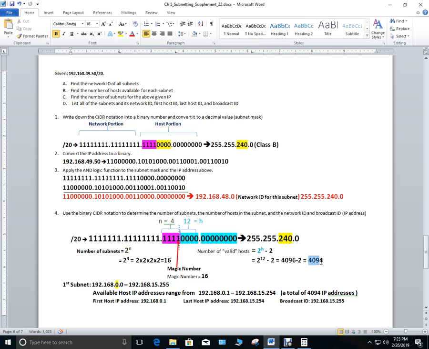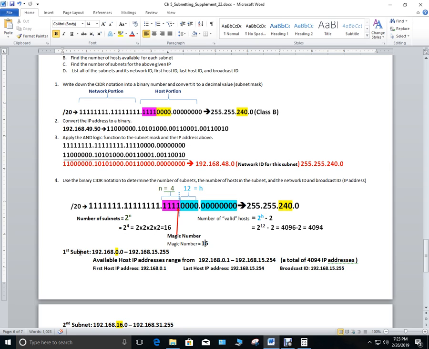So there are a total of 4,094 IP addresses available that we can use to assign to a printer, server, switches, PC, okay, for the network. Now the magic number is 16. Why? Because it is the first bit of the borrowed bits, and the place value of this first bit is 16. 1, 2, 4, 8, and 16. Okay, so that's 16.